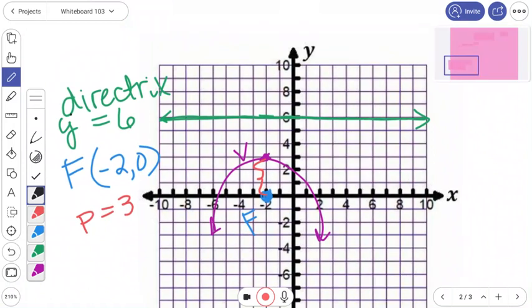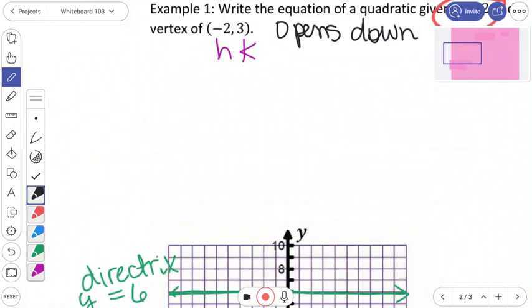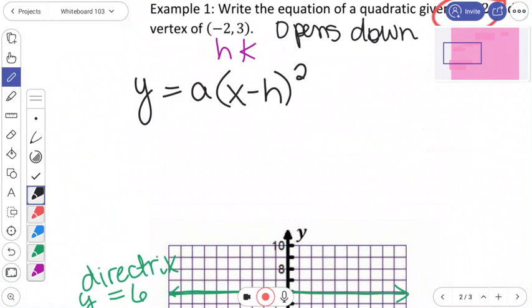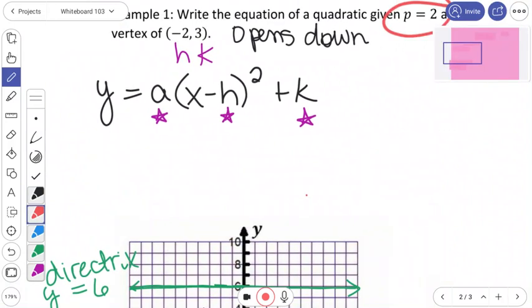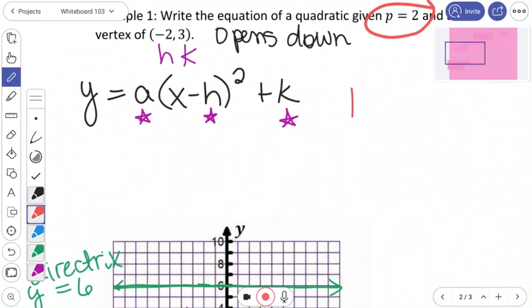If you'll remember, we are going to use the formula y equals a times x minus h squared plus k. The 3 values that you will always be replacing, the variables you will be replacing are the a value, the h value, and the k value. We already know h and k, they were given to us, but we've got to solve for a. What is the formula that we use for a? We know the absolute value of a is equal to 1 over 4 times p.